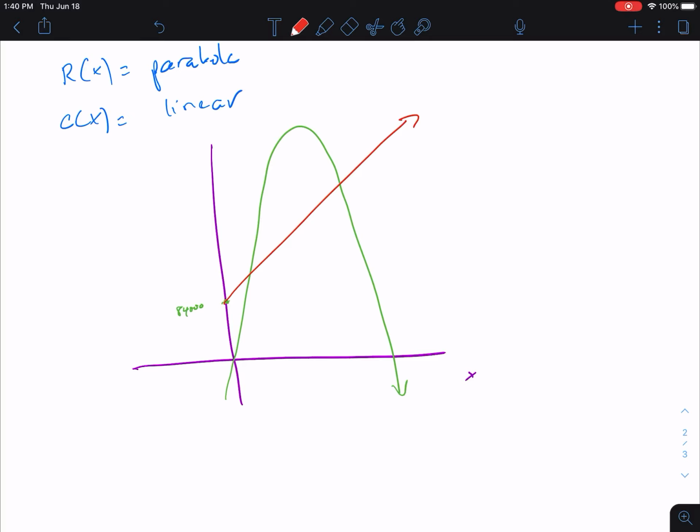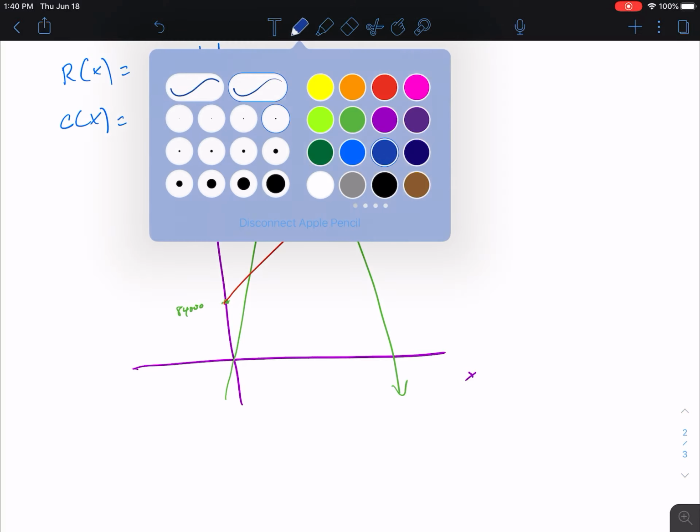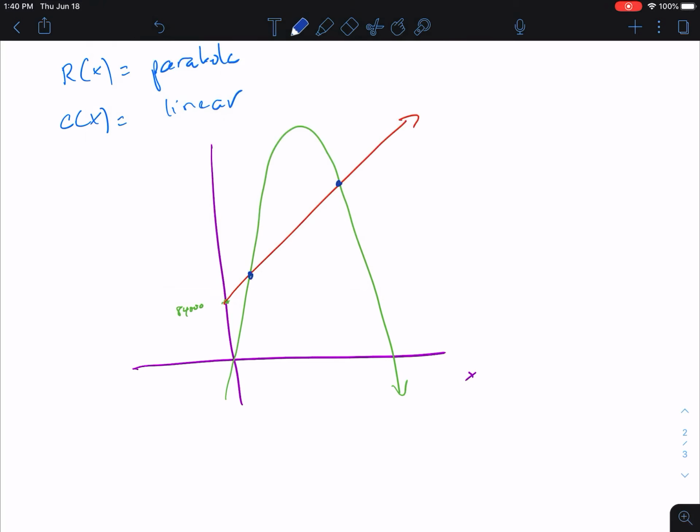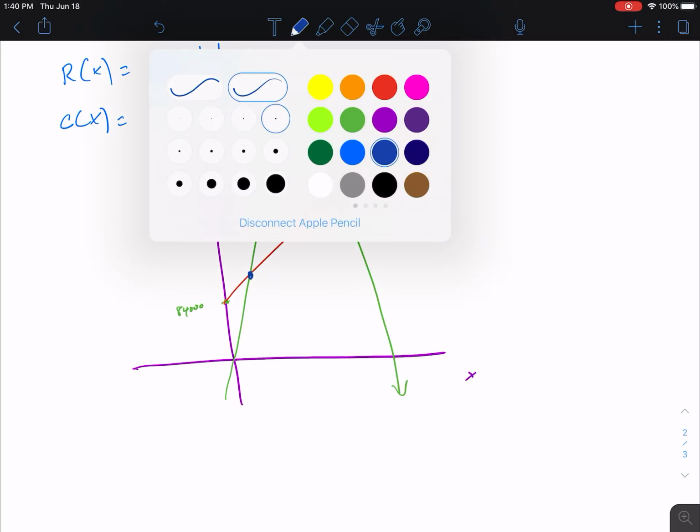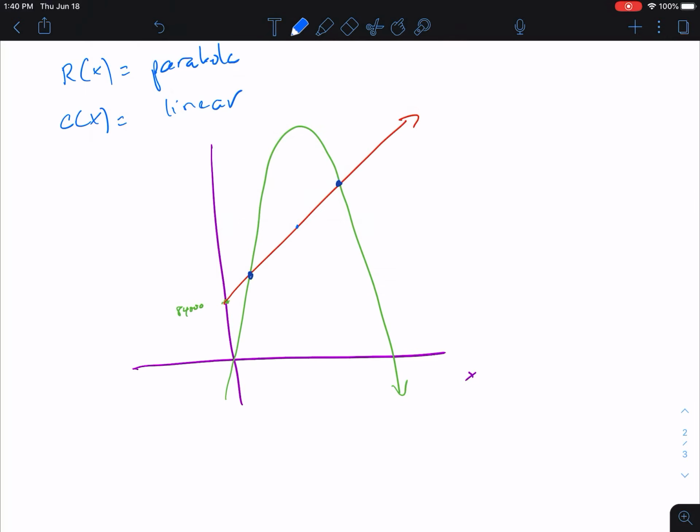Okay, so the break-even points are these 2 points right here. This is where the cost is the same as the revenue, so the company doesn't make any profit. Whereas if you have a point here, this is where the cost is, and the revenue is up here. So you can see that's the profit amount, by that much right there.